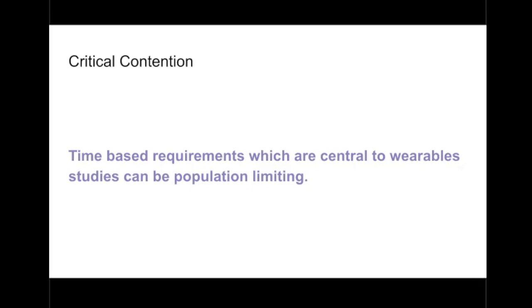Therefore, working class populations who have less discretionary time and who are more susceptible to time-based disruptions could be less likely to participate in our research studies. Or they may not adhere to all the requirements if they are able to participate. And so there are two critical pieces of this reality.